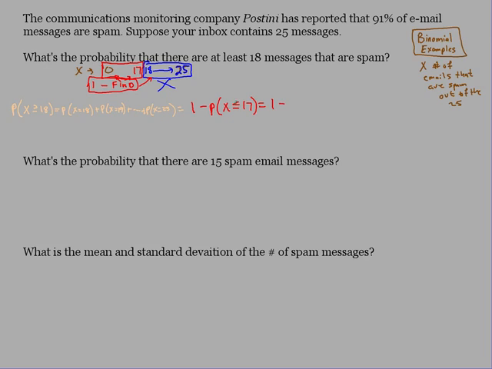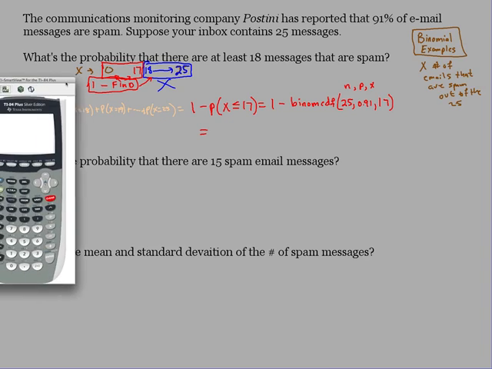Okay, so this is going to be 1 minus, and we want to do binom CDF. How many messages do we have? It's always N, P, X. This was on an earlier video. So we have 25 messages. What's the probability that any given one of them is spam? It's 0.91. And what's the highest random variable that I need to add to? I need to add from 0 to 17.